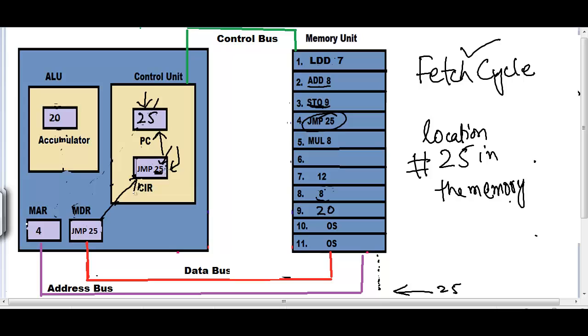That is why this location is copied into the program counter, and now the program counter is telling us that the next instruction to be fetched is at location number 25 in the memory unit. I hope you understand how this cycle works, how this fetch-decode-execute cycle works inside the computer.